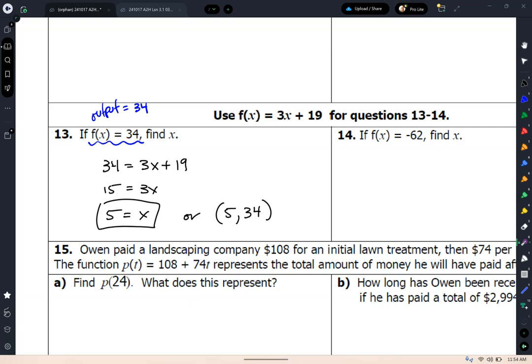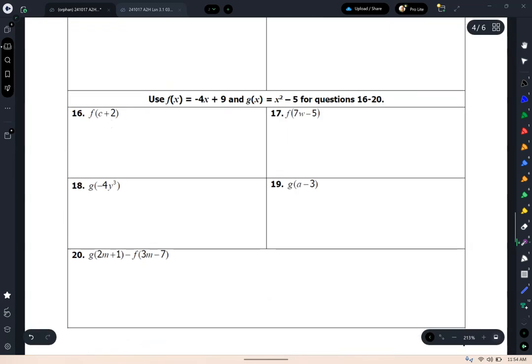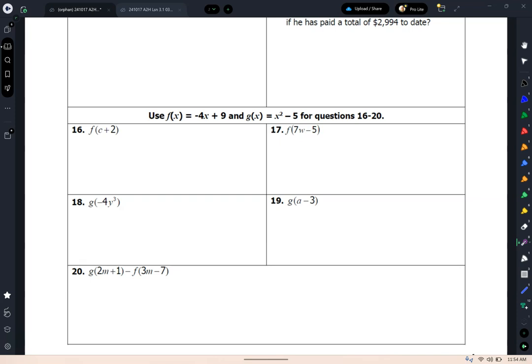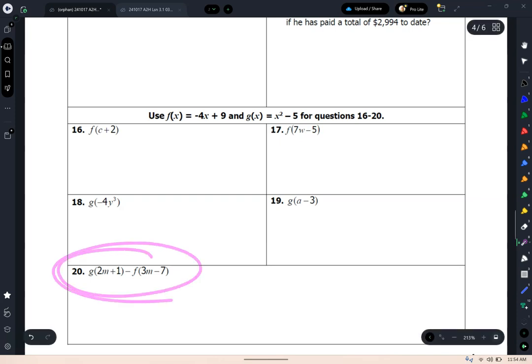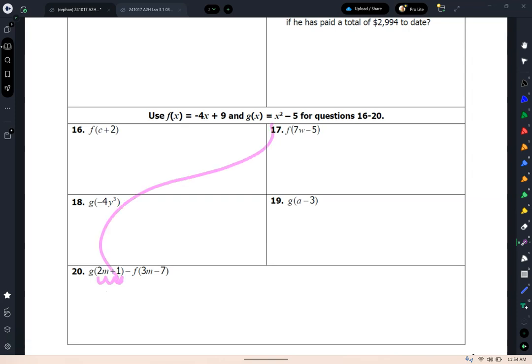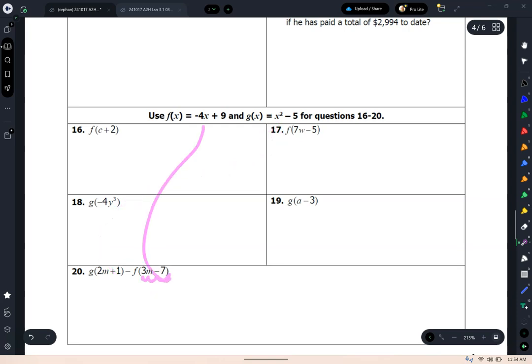There's a lot of messy ones, like look at this one down here. Think about what you would do with that one. Well, you would have to plug this in for x here. You'd have to plug this in for x here. And then you'd have to subtract those two when you do all that math. We're not going to do that right now, but okay.